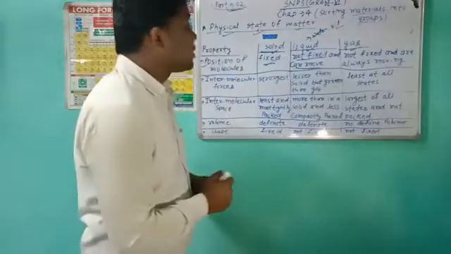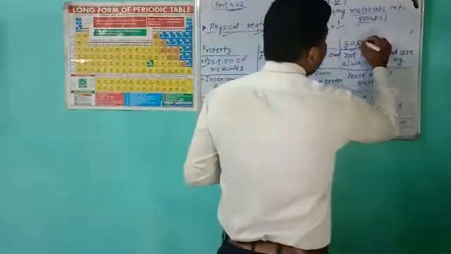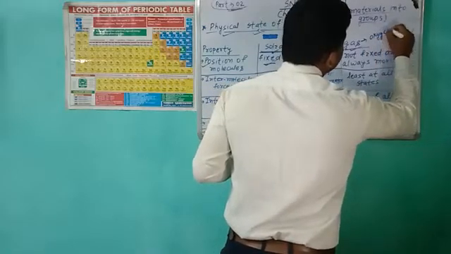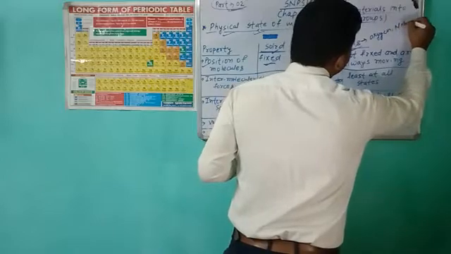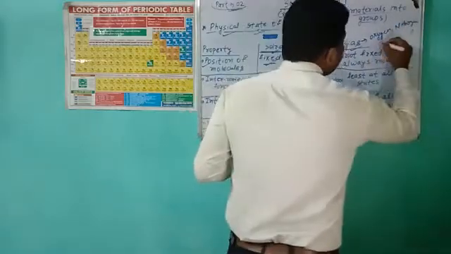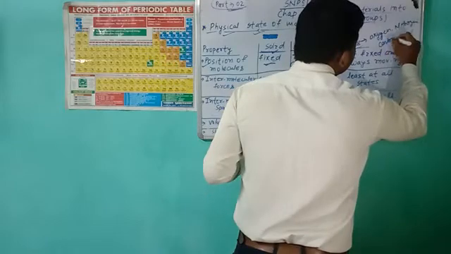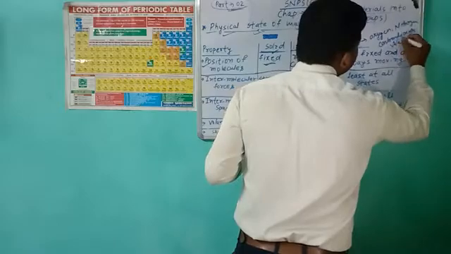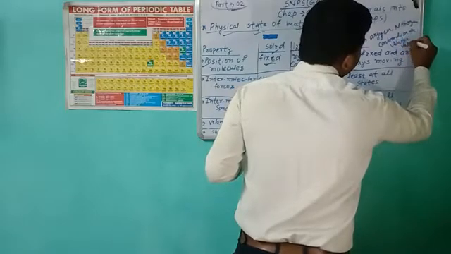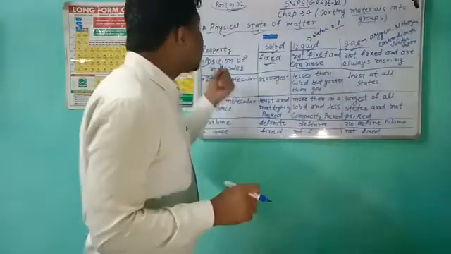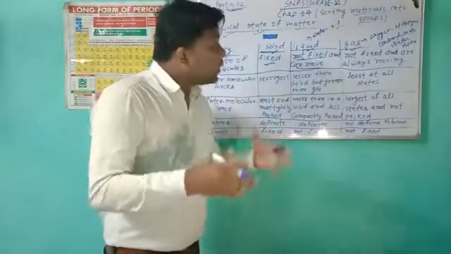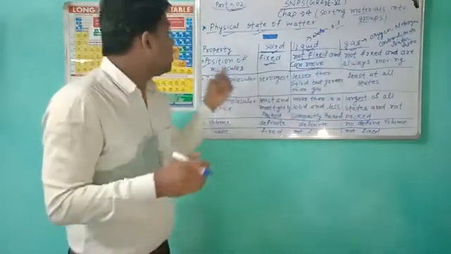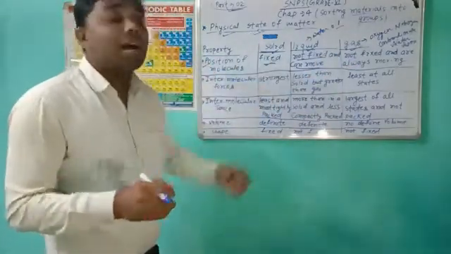And what about the gases? Firstly, some examples are oxygen, nitrogen, carbon dioxide, and water vapors. What is the position of the molecules? There is no fixed position in gases. The position of the molecules in gases is not fixed.